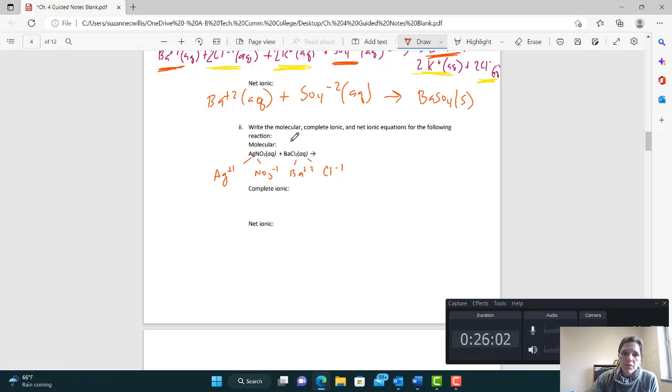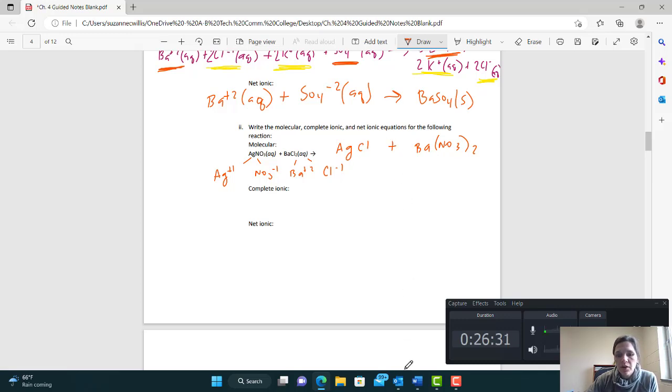Then you flip-flop. So silver and chlorine are going to come together to make AgCl. And barium and nitrate are going to come together to make Ba(NO3)2. I do care about the number just from a flip-flop standpoint. Take the charges, flip-flop them so that we have balanced ionic compounds. Okay, that's our first step.